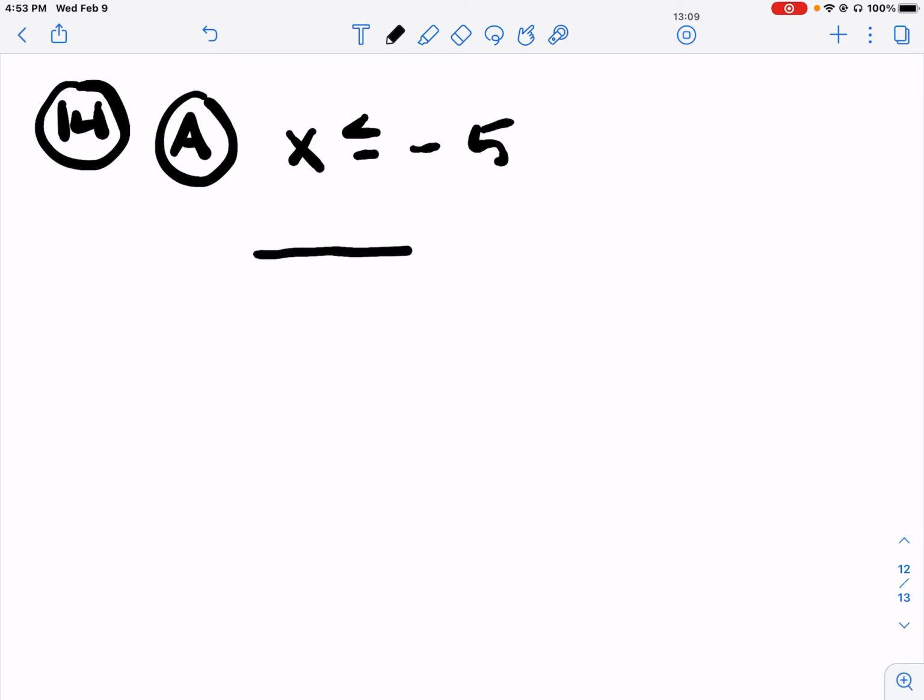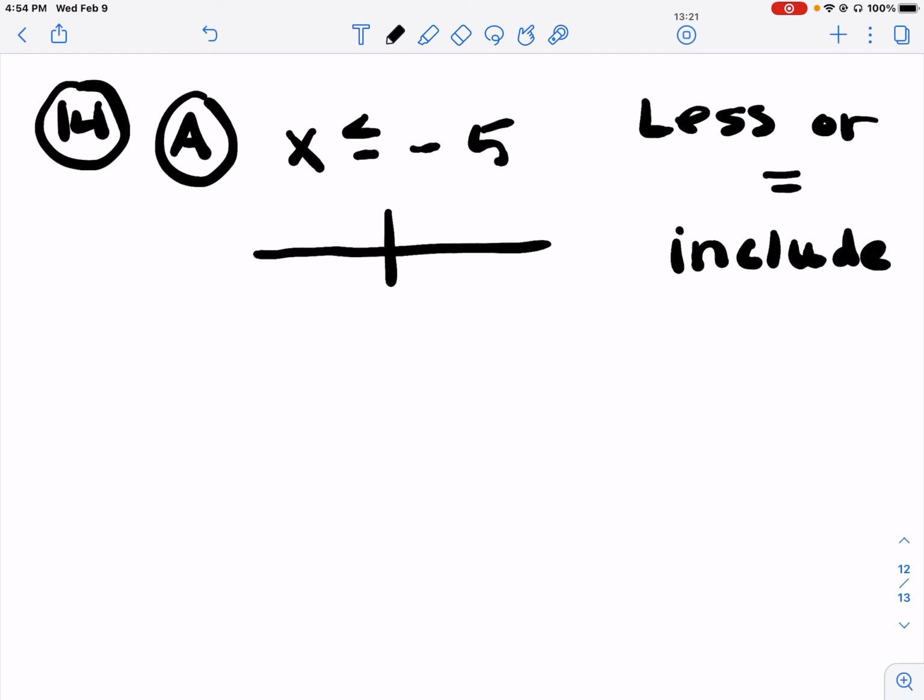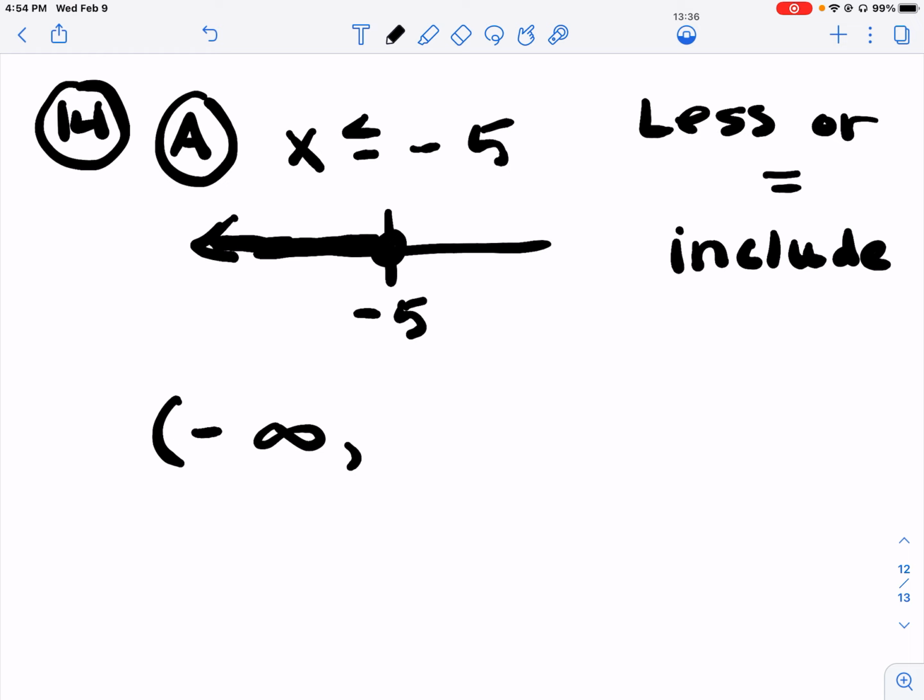Okay, inequalities and putting them in interval notation. Okay, that's less or equal to. The or equal to means to include, which means we color it in. The less, smaller numbers are to the left. Okay, the smallest number, there's not one, so we call that negative infinity because they just keep getting smaller. Okay, now they do stop at negative 5.